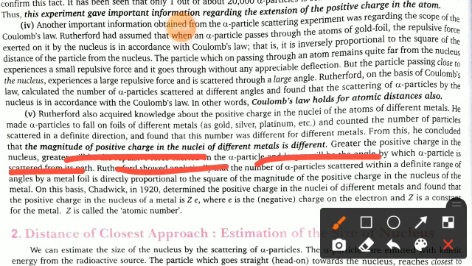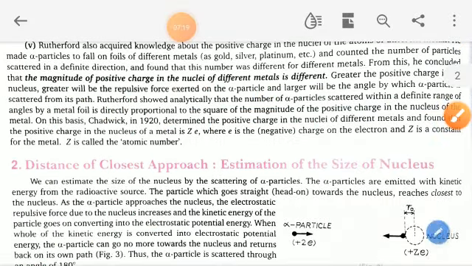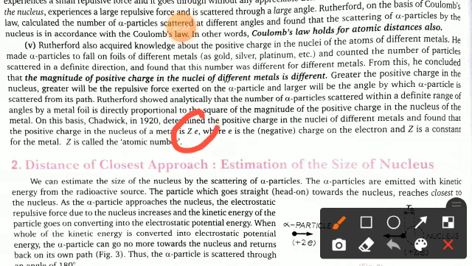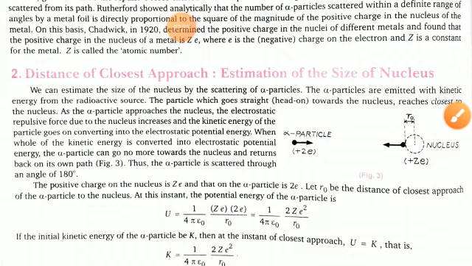Rutherford showed analytically that the number of alpha particles scattered within a definite range of angle by a metal foil is directly proportional to the square of the magnitude of the positive charge in the nucleus of the metal. On this basis, Chadwick, you know very well the name Chadwick, determined the positive charge in the nuclei of different metals and found that the positive charge in the nucleus of the metal is Ze, where Z is the atomic number and e is the charge on the electron. Z is a constant for the metal, and Z is called the atomic number. I hope you understood.